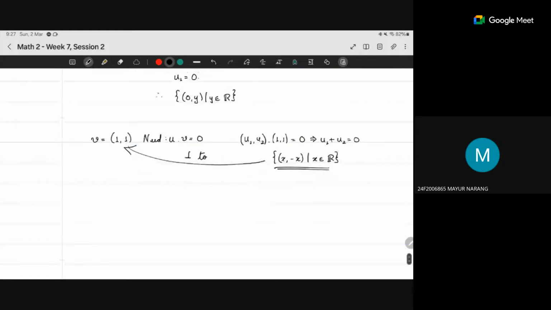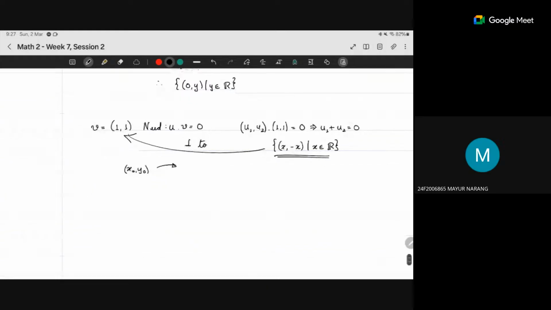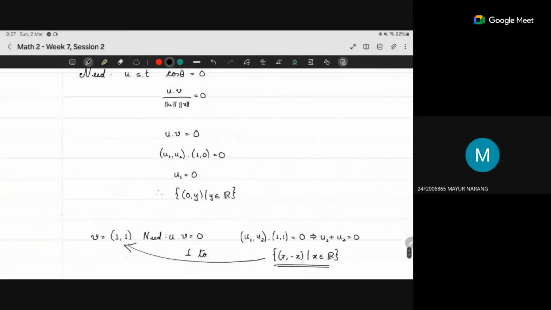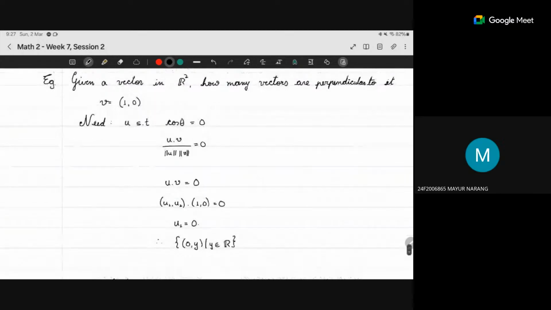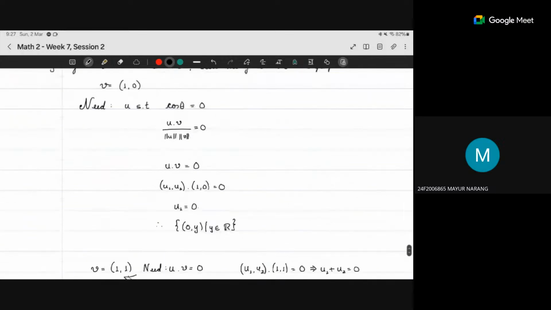So in general, if I have a vector x naught, y naught, then the orthogonal complement of that, a word that is not introduced yet, would be the span of minus y naught, x naught. You can verify this. All right, so the methodology doesn't really change. 1, 0 I just took to have very easy computations. Even otherwise, it's the same.